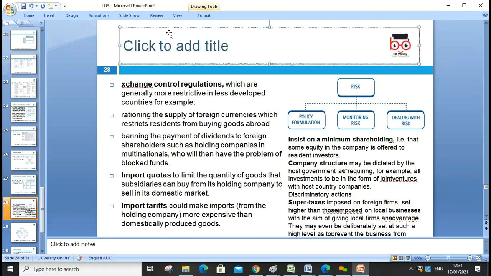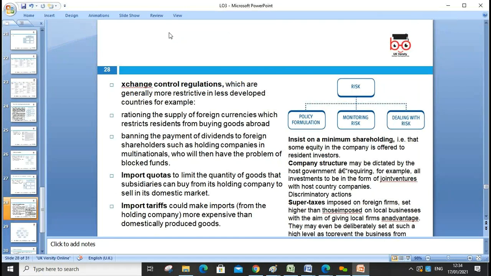As we mentioned, risk is the probability of something happening. Risk can come from exchange control, regulation, import quotas if we have them, import tariffs such as new tariffs due to Brexit, insisting on minimum shareholding, company structure, and super tax, a very high tax that can be imposed. We have policy formulation, monitoring risk, and dealing with the risk.